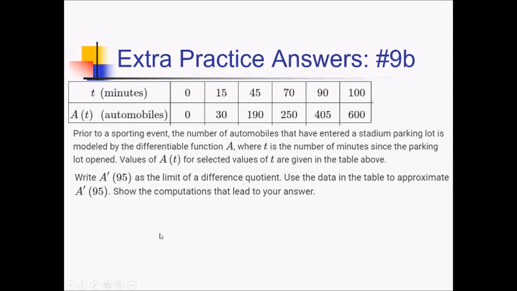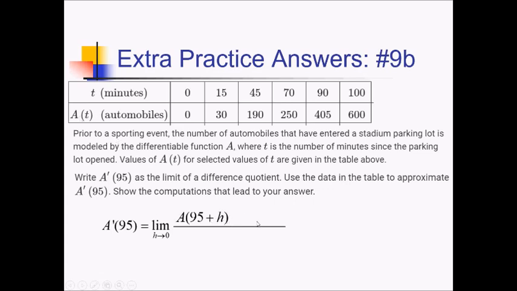So we want the limit as h approaches 0 of, and now we need our big fraction here. So normally we have f of x plus h minus f of x. Well, in this case, the f function is really the A function. You're taking the derivative of the A function. So you're going to be doing A of, and you would normally have t plus h, but in this case, we're plugging 95 in here. So we're actually going to say A of 95 plus h.